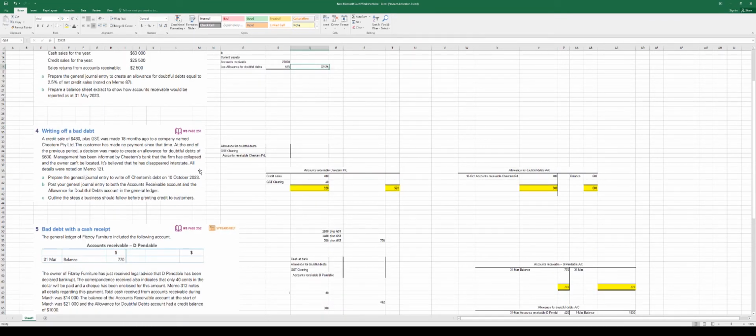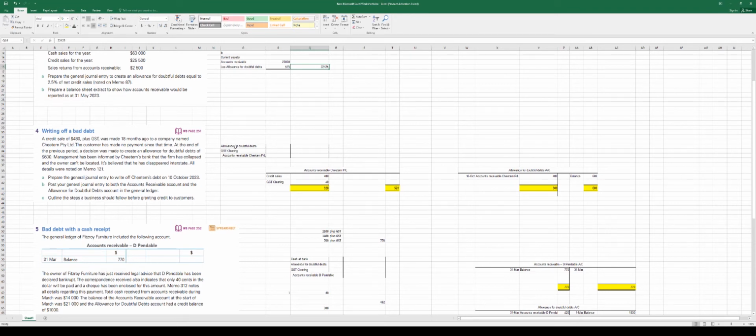Moving on to exercise number 4. A credit sale of 480 plus GST was made, and so on. The customer has made no payment since then. At the end of the period, a decision was made, and so on, that the business has collapsed and the owner can't be located. So there is no information about any payment from the time that the credit sale was recorded to the day that the owner can't be located. That means that the whole thing, a credit sale of 480 plus GST, becomes bad debt, 100%.